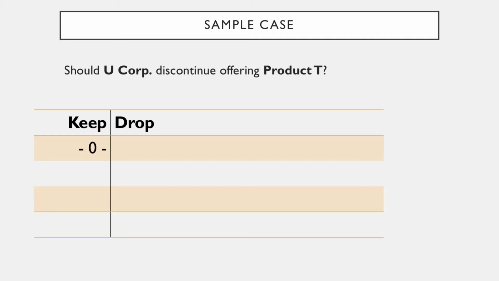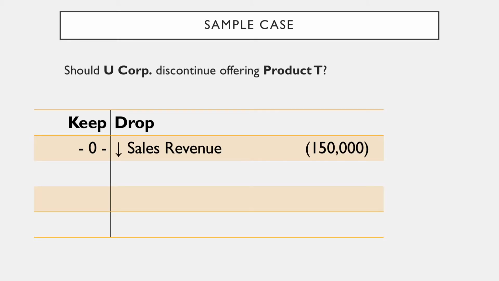Should U Corp discontinue offering product T? In answering this question, let us refer to the following template. If we keep product T, nothing new will happen. No increase or decrease in profits. If we drop product T, naturally, all sales revenue pertaining to product T will now disappear. 150,000 pesos.